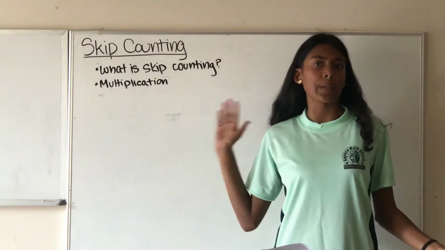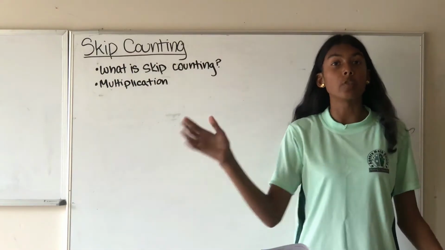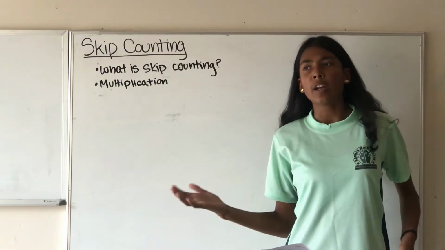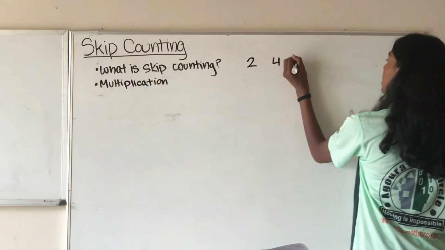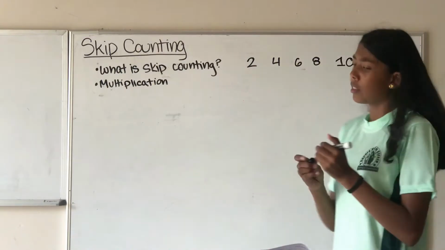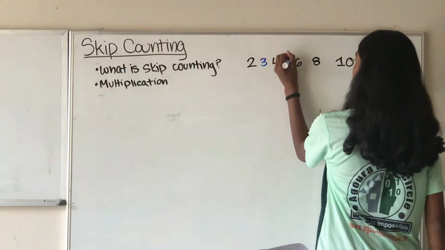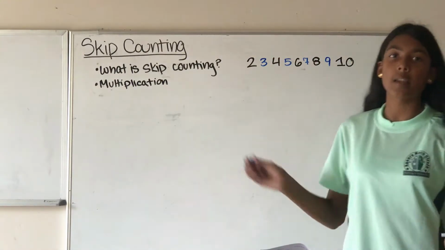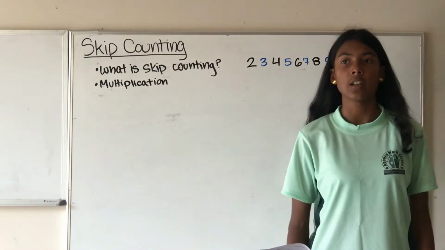Now we're going to move on to skip counting. But what is skip counting? Skip counting is when we say numbers forwards or backwards once again, but by counting something other than 1. For example, we're going to have 2, 4, 6, 8, and 10. But let's see what we're skipping. We're skipping 3, 5, 7, and 9. That is skip counting. Skip counting is also the basis of multiplication.